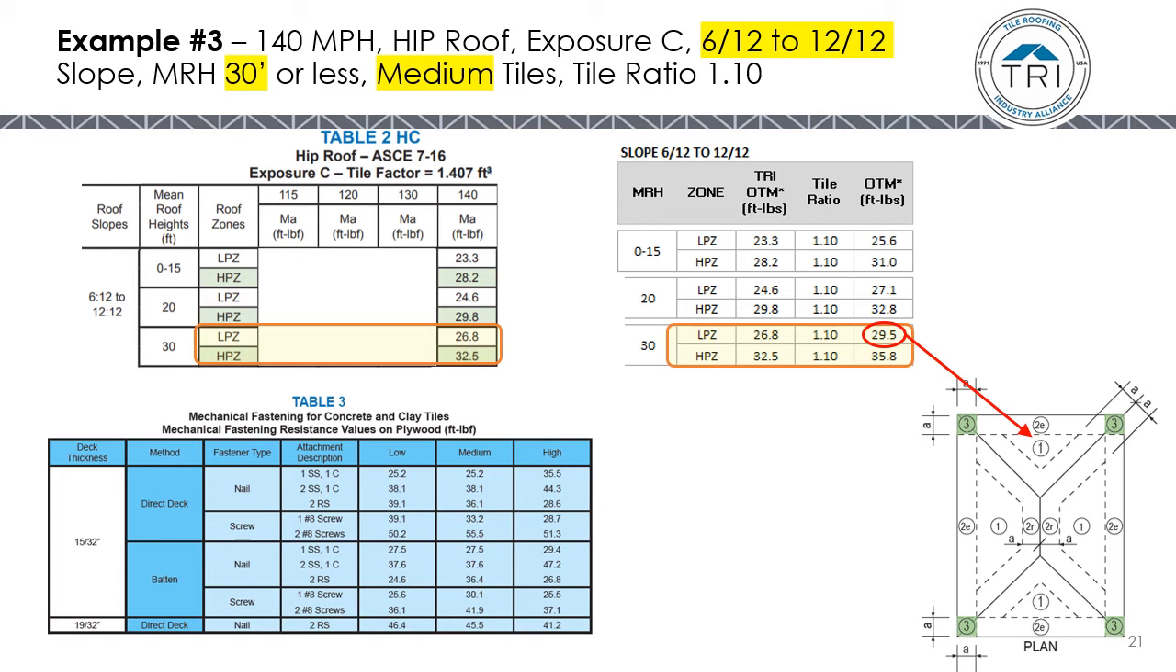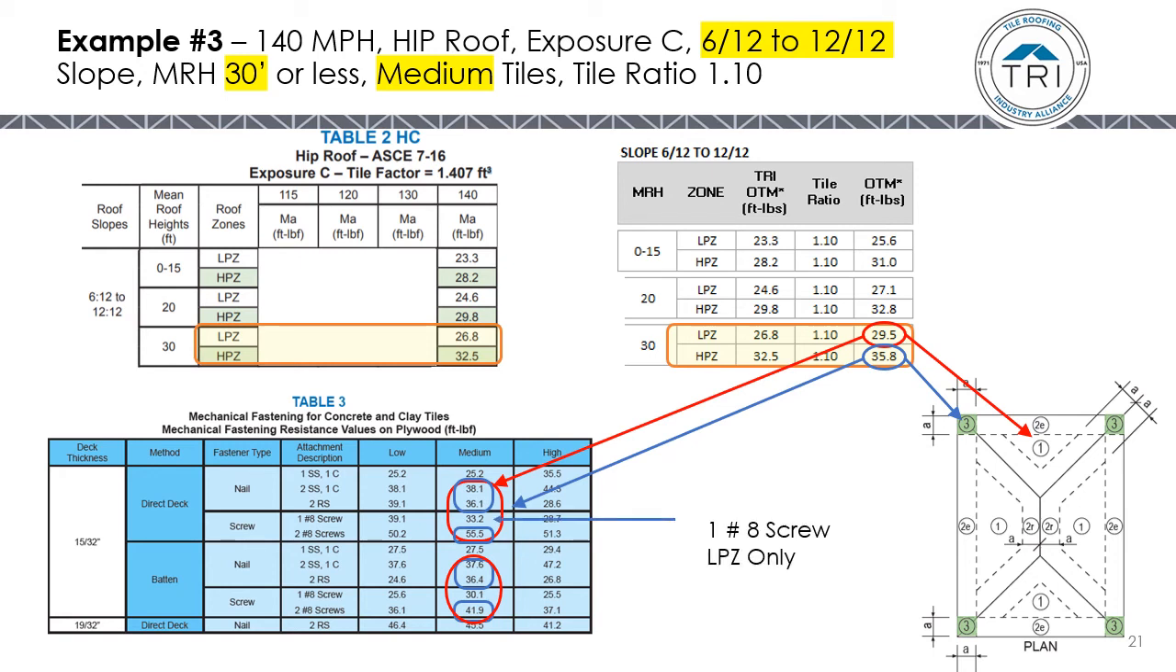HPZ zones, the corners, and we go to the medium profile column, which has those approved methods for direct deck and those approved methods for battens. When you look at the HPZ, you'll see that those methods will work for medium profile tiles. If you look under direct deck, you'll see a number 8 screw can be used in an LPZ, but you would need to use two screws in the HPZ. So that would be a double fastening method example.